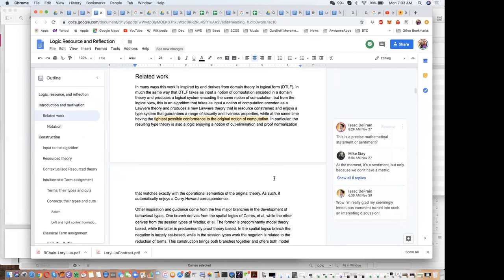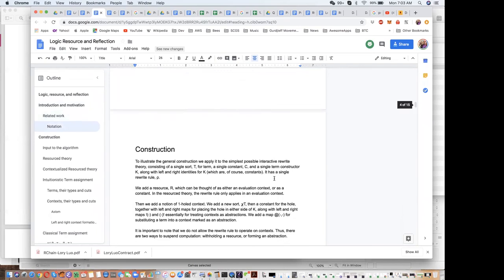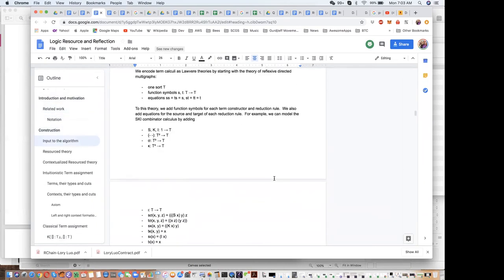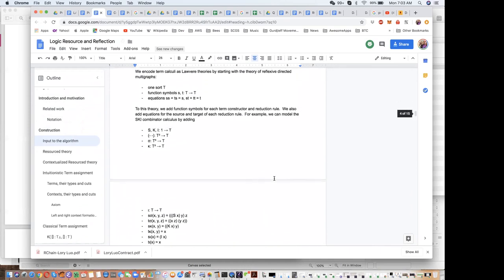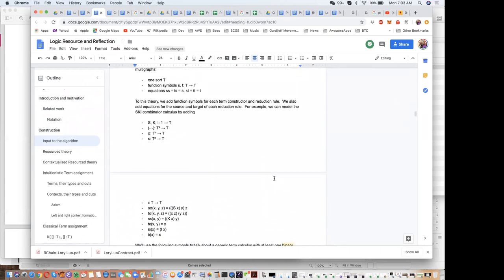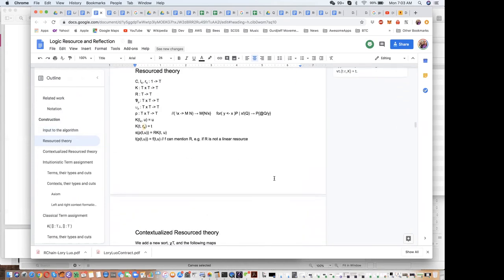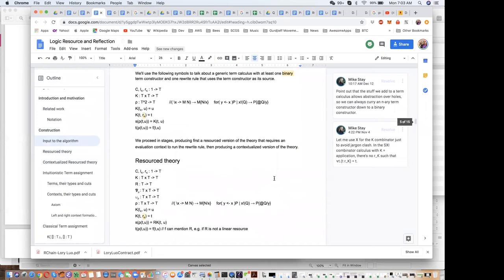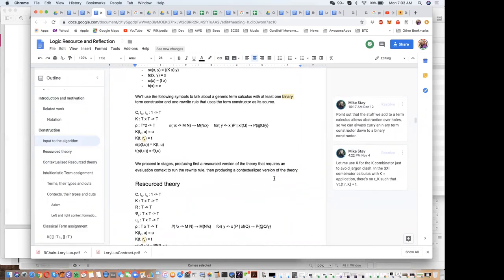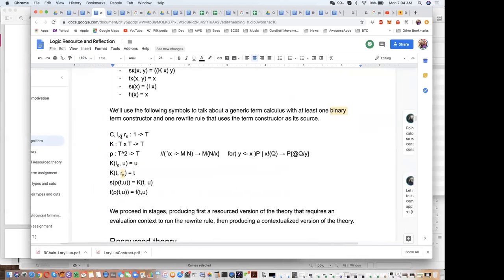So, just to remind people, the basic idea is we've got some kind of resourced type theory. Hang on a second. Shoot, I think Mike did some. Ah, here we are. Okay. So is that large enough? Can people see that? Maybe I should bump it up. There we go.